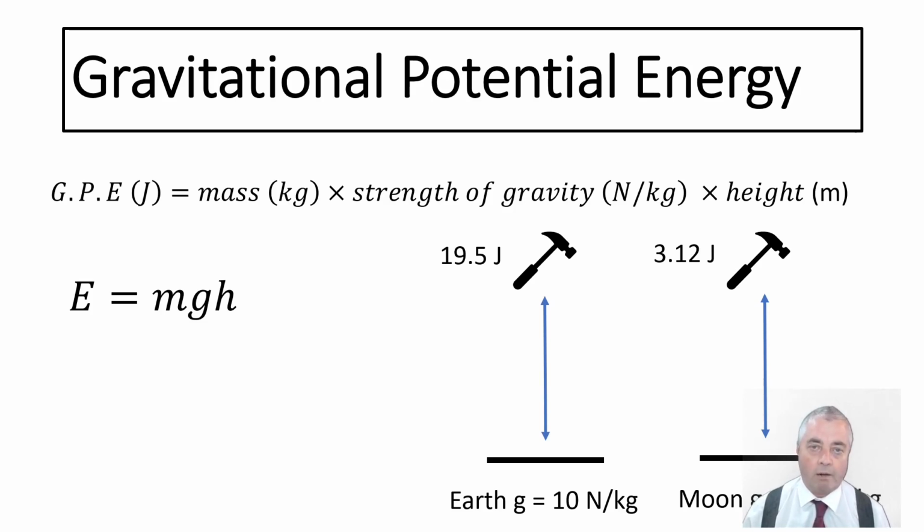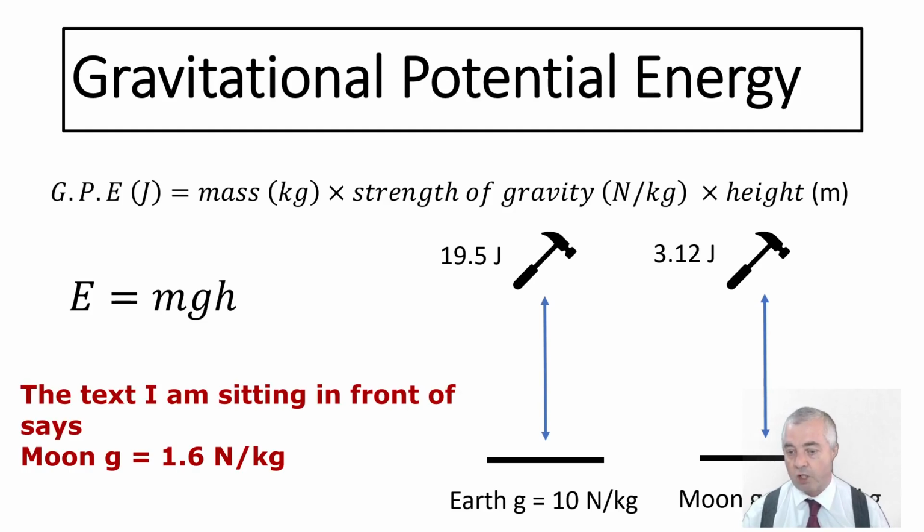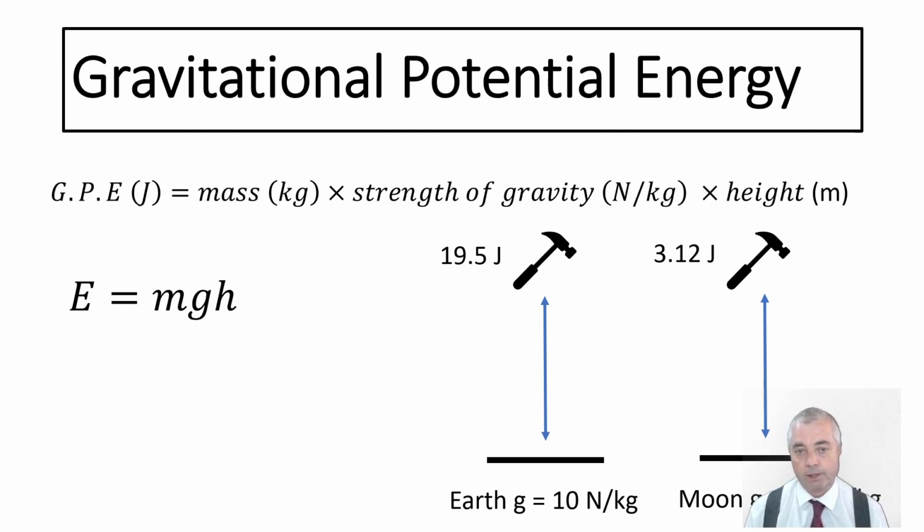If you watched the video last time, you will remember that gravitational potential energy is energy that things have because they are high up. And again, if you thought about it, pretty obviously, how much energy something has because it's high up is going to depend on how much of it there is, its mass in kilograms, and it's also going to depend on how high you've got it. But there's a third factor which is much less obvious, and that is the strength of gravity.